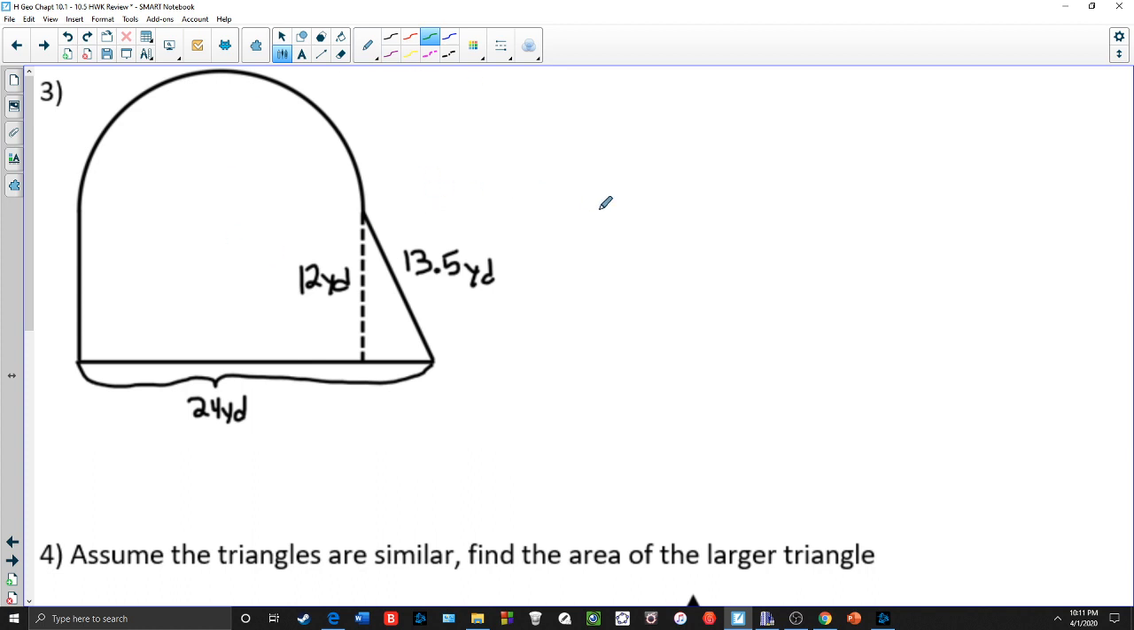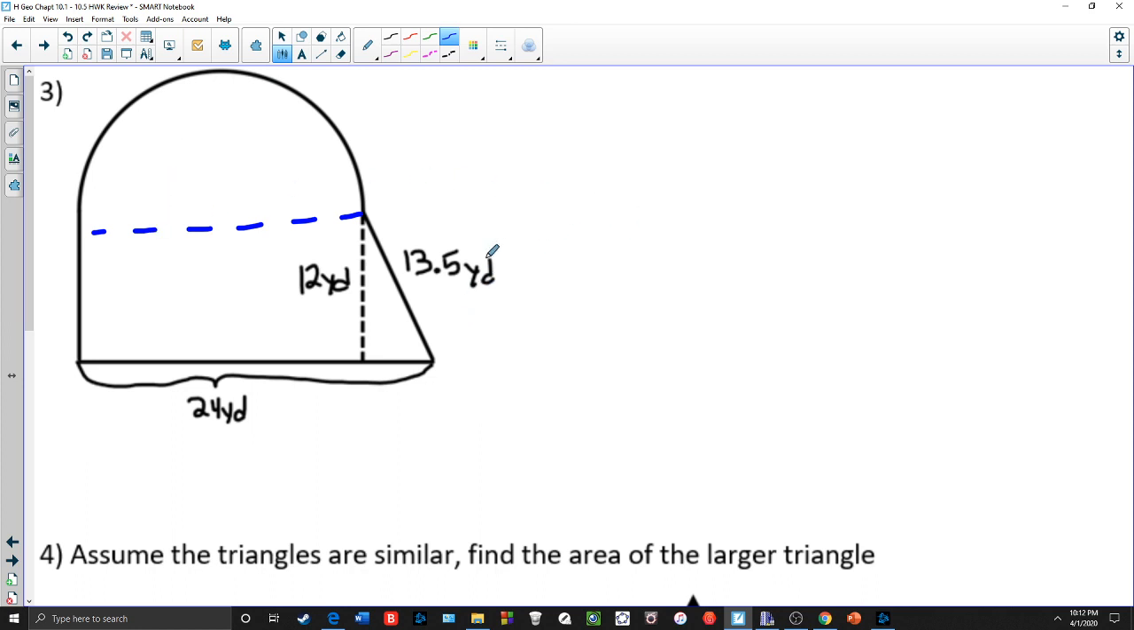This is another composite shape, although this one's a little bit more complicated because it has a half circle in it. Once again, I would cut it kind of somewhere like this. And you can say it's a triangle, rectangle, and half circle. I would say that it's a trapezoid and half circle. That way you only have two shapes to deal with rather than three.